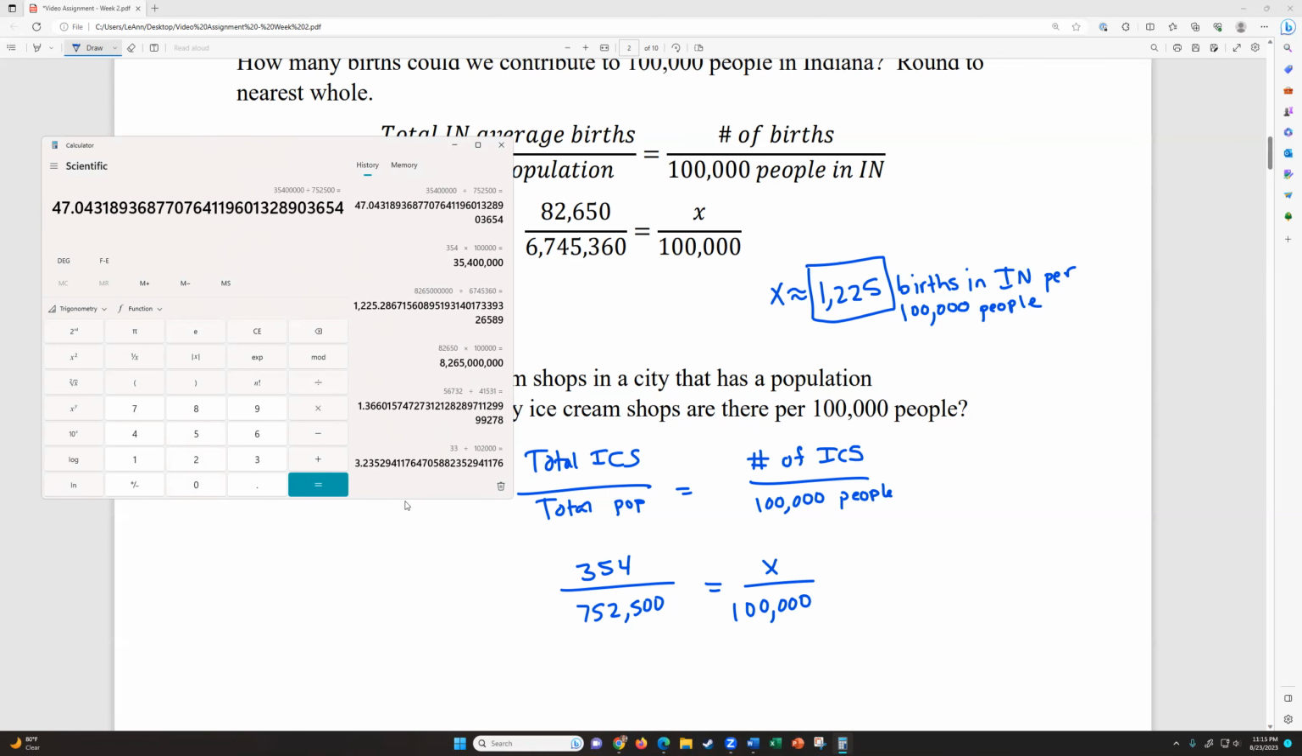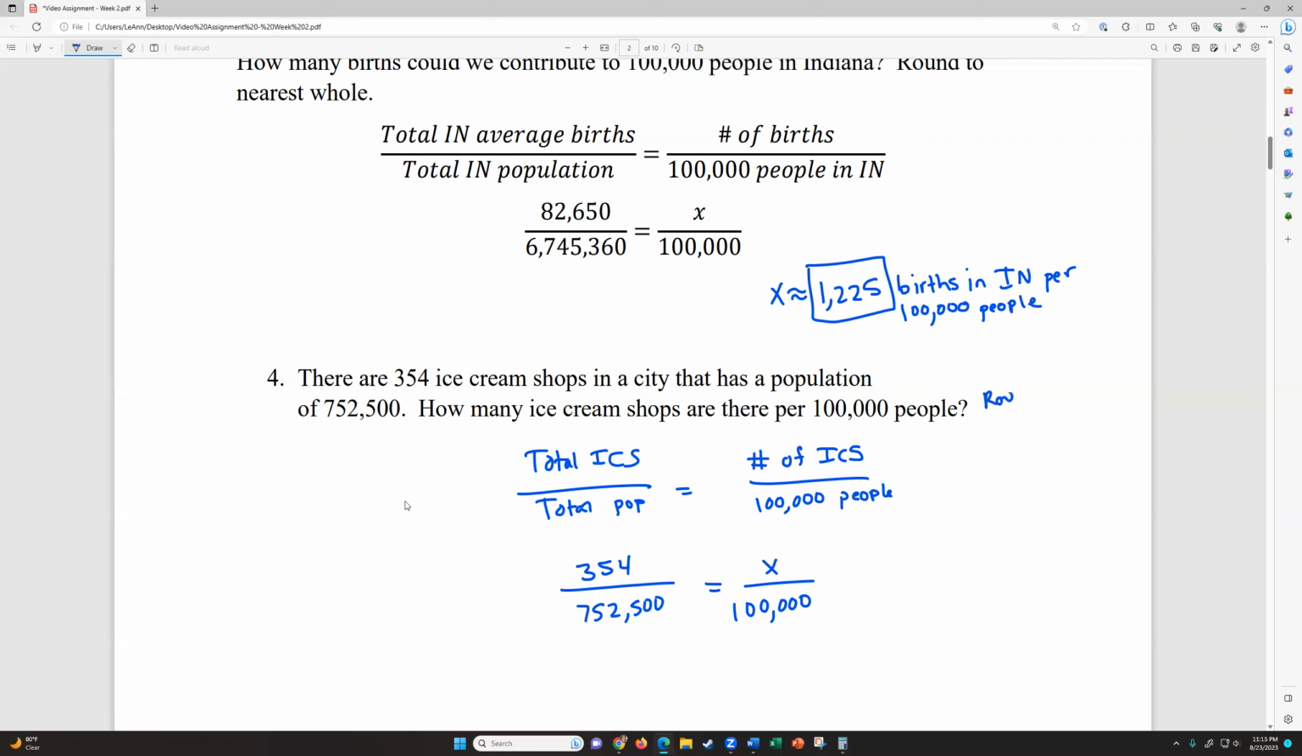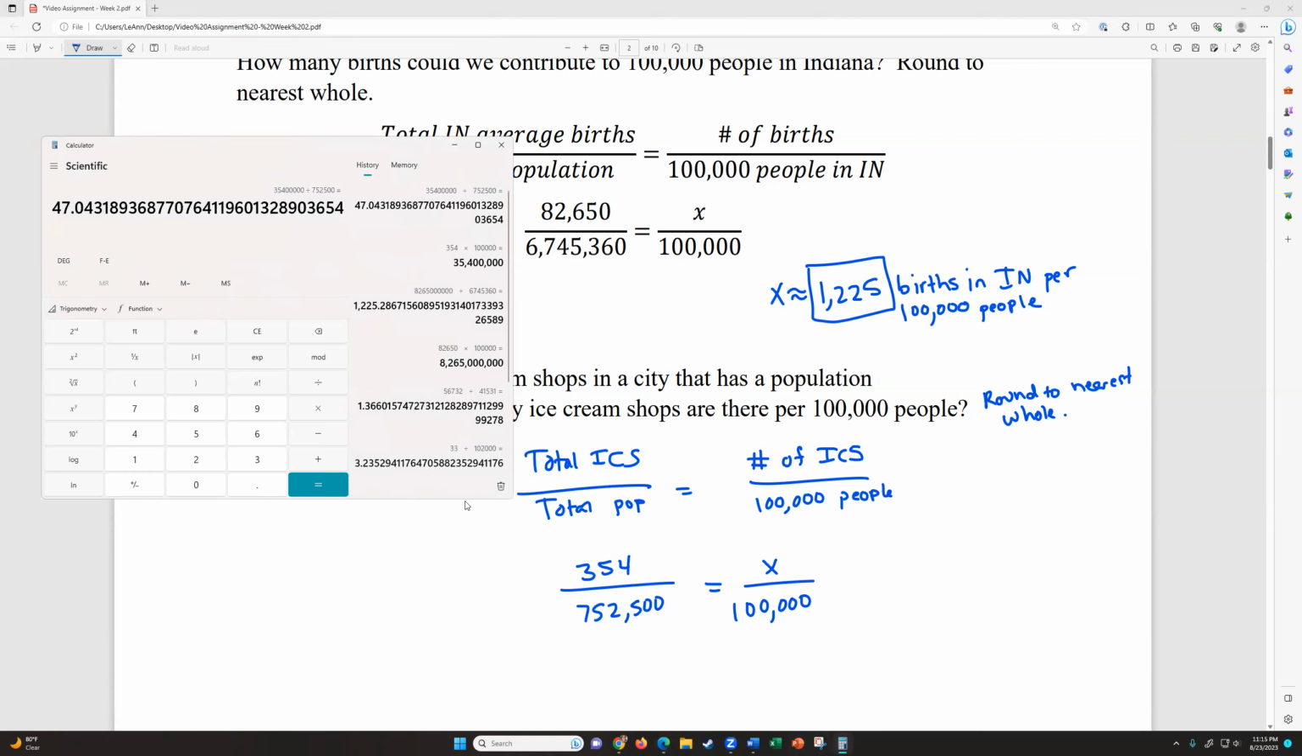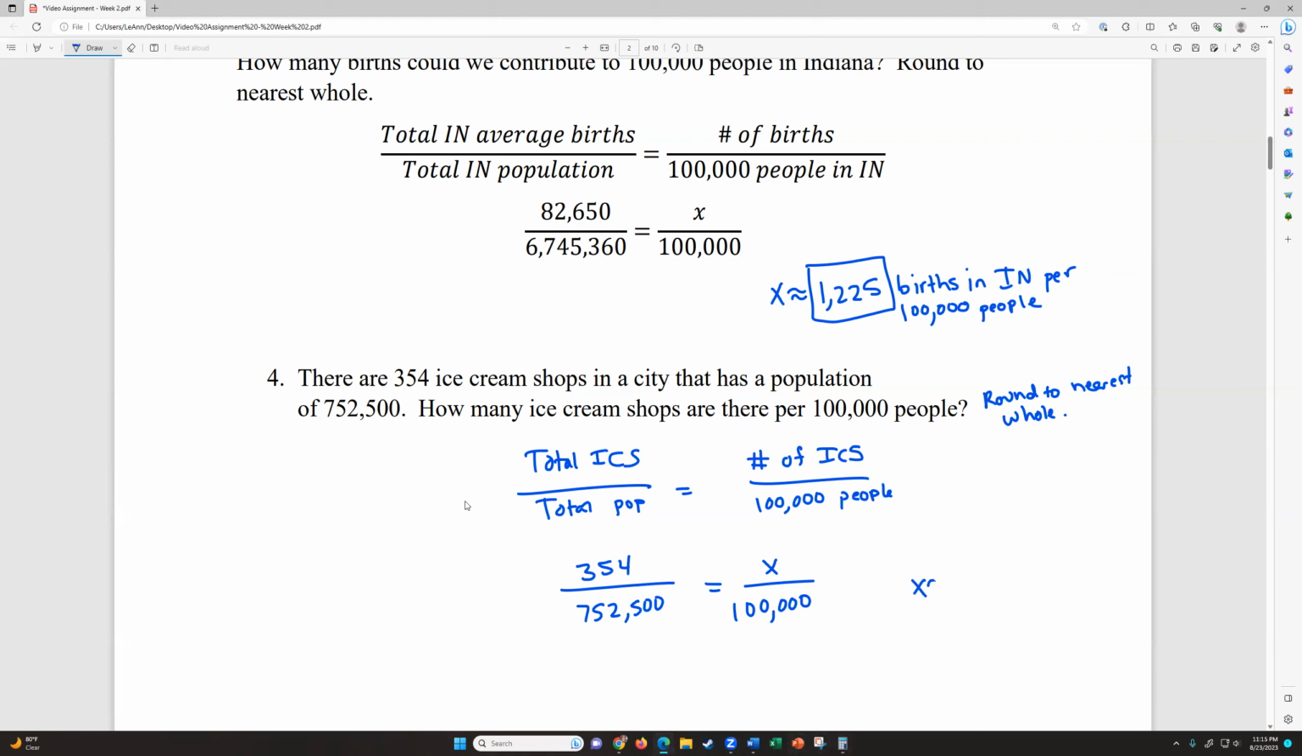Oh, we didn't give you rounding directions for this one, so let me write them. So round to the whole. So that would be 47 ice cream shops per 100,000 people. Okay.